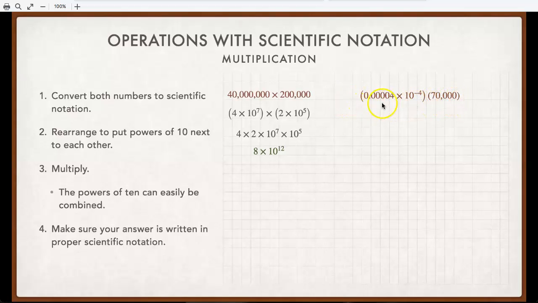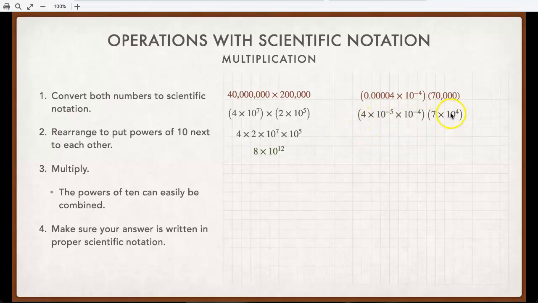So first, with this number over here on the left, it looks like it might be scientific notation, but it isn't because we don't have anything to the left of the decimal point. 0 doesn't count there. So we're going to need to convert this to scientific notation, leaving in the 10 to the negative 4th, and then we're also going to need to convert 70,000 to scientific notation. So this will move the decimal point over 1, 2, 3, 4, 5 places, and that's a small number, so it becomes 4 times 10 to the negative 5th. We're leaving in the times 10 to the negative 4th. We didn't do anything to that. And then 70,000 becomes 7 times 10 to the 4th.